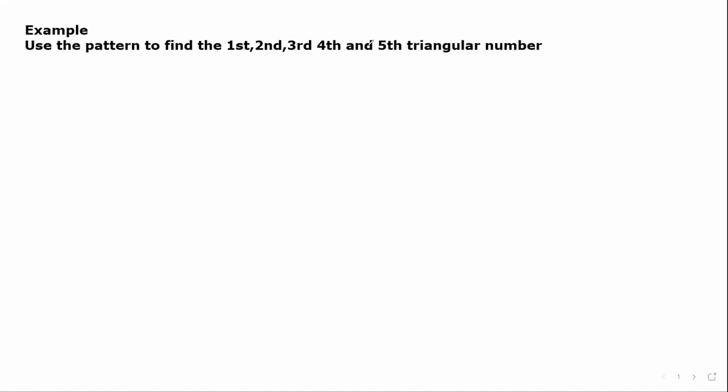The fifth triangular number. When they ask you to find the 20th triangular number, it means you add the first 20 counting numbers together, and then you get the 20th triangular number. When you are using the pattern formula to find the triangular numbers of the first, second. So let's quickly write our solution here.